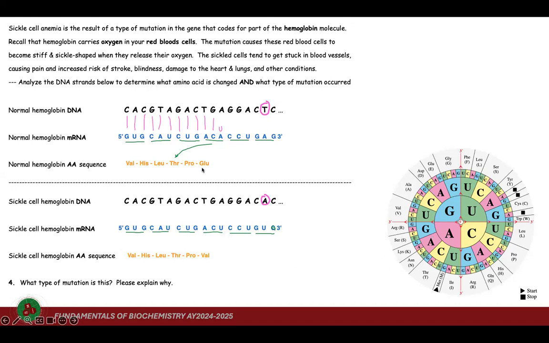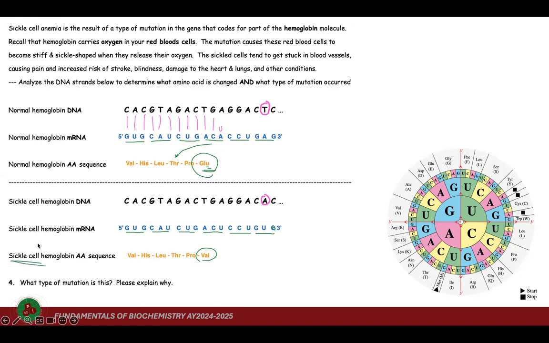Okay, so from a glutamate here, which is an acidic amino acid, it has a side chain which is negatively charged at pH 7. So the characteristic of your amino acid at this position is now changed because you instead get a nonpolar amino acid, valine.